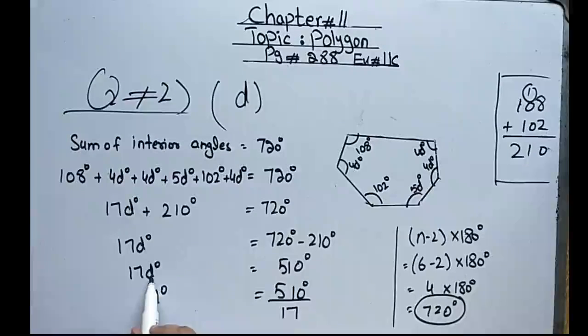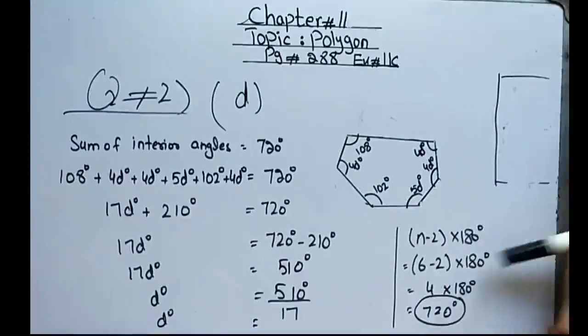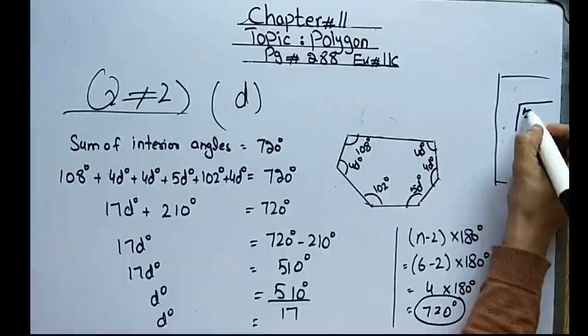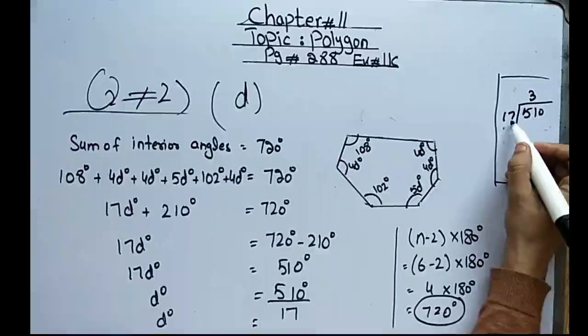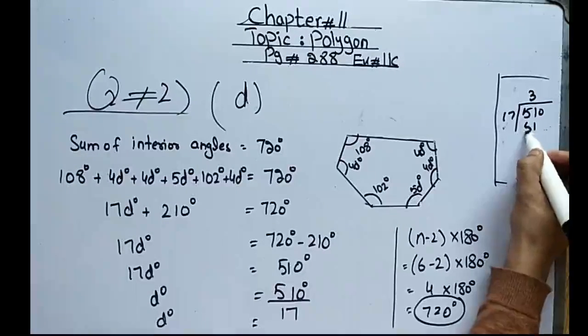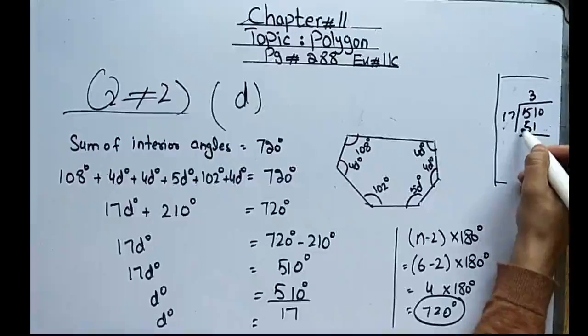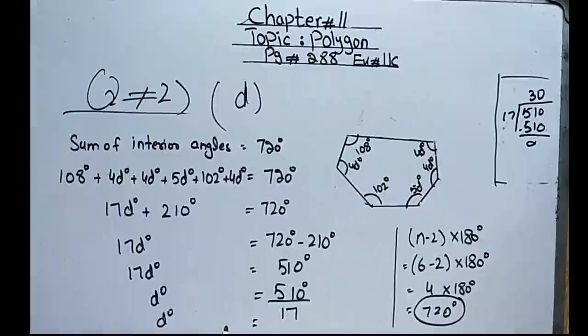The 17 will move to the other side. Here the 17 is multiplying with D. It means 17 will divide on the other side. Fine. So D degrees is 510 divided by 17. 17 threes are 51. 3 sevens are 21. 1 and 2, 3, 2, 5. 51 and 0 left. It means we will write 0 here. 30. D is equal to 30 degrees.